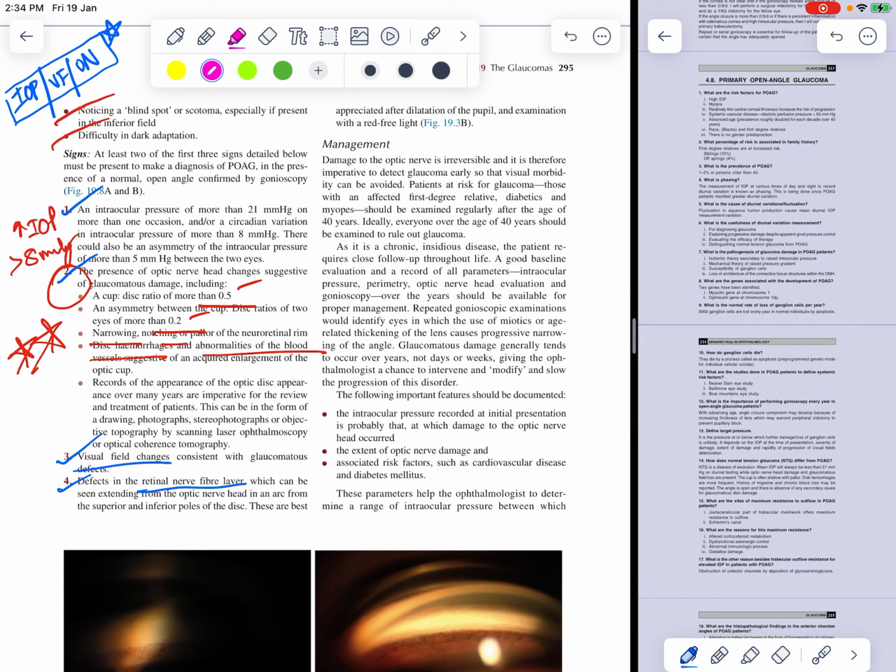Management. How do you manage POAG? This is an irreversible disease. Medication has to be given lifelong, and it is therefore imperative to detect glaucoma early so that visual morbidity can be avoided. Patients at risk for glaucoma, those with an affected first degree relative, diabetics, myopes, after 40 years of age, should be examined regularly. As it is chronic, insidious disease, close follow up is mandatory. How do we monitor? Routine checkup of intraocular pressure, perimetry for the visual field, optic nerve head evaluation, and gonioscopy for the angle assessment.